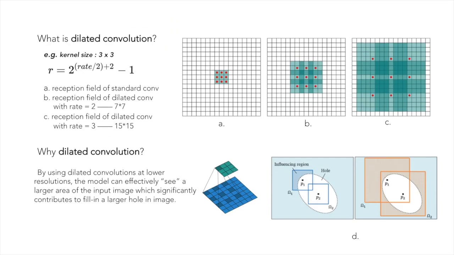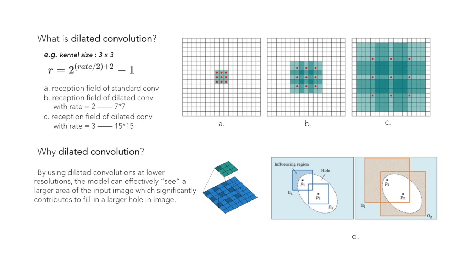What is dilated convolution? Now we have a brief introduction. As you can see in picture A, this is the receptive field of a standard convolution kernel. However, in B and C, we get a larger receptive field using the same kernel. This is what dilated convolution can do. By using dilated convolution, the model can effectively see a larger area of the input image.